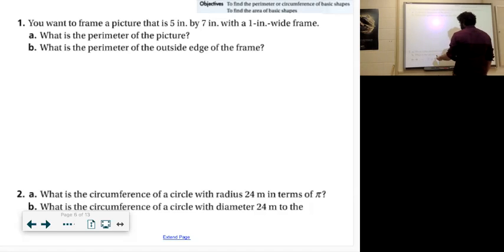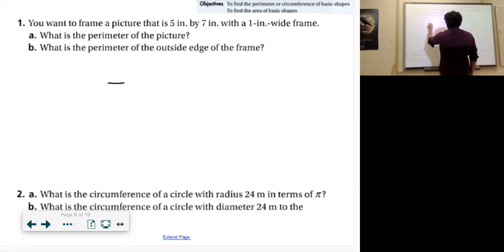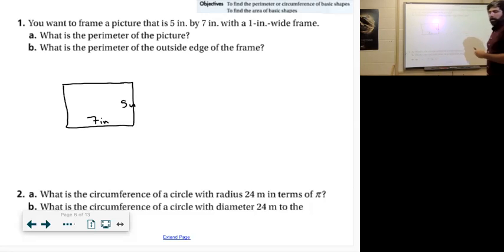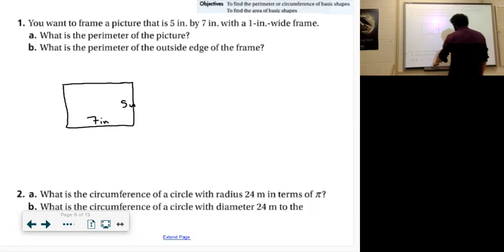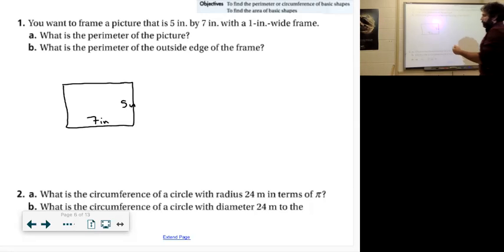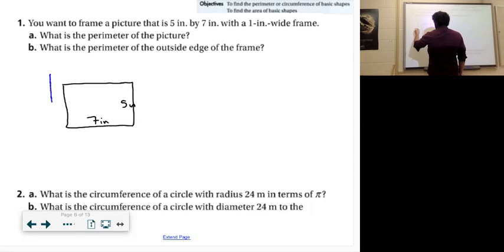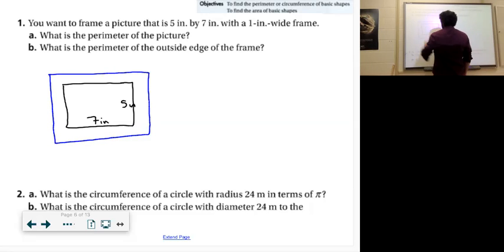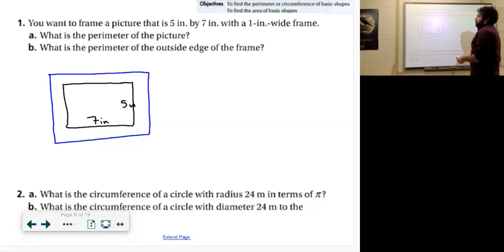So first of all, in black here, I'm going to sketch just a 5 by 7 inch diagram. Orientation doesn't matter here, but this is my 5 inches. This is my 7 inches. So the black rectangle is the actual picture itself, and then I'm going to put a frame around it, right? So frames go around the border, like this. This is clearly not to scale, but it's just a visual for us. And the blue is the frame, right?